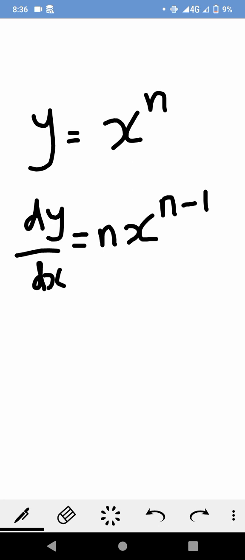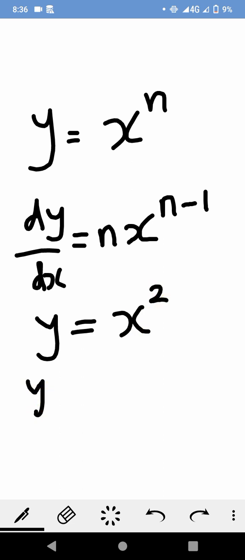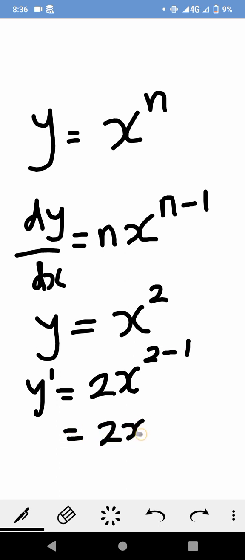So let's solve a problem concerning this. Let's say we have y equal to x raised to power 2. So our dy dx, which you can write as y prime, says bring down the power, then reduce the power by 1. And this will give you 2x raised to power 1, which is the same thing as 2x. So the derivative, y prime of y equals x squared, is 2x.